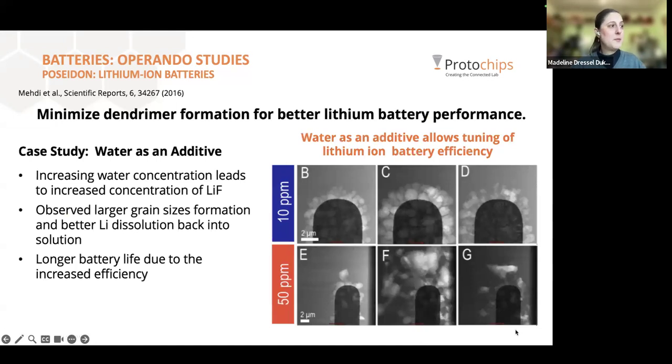Another example, this is the same group, same system, but in this case, what they're really looking at is, well, how do we optimize the electrolyte so that we don't have as much dead lithium left, so that the charge discharge cycles are more, we're not losing lithium here, so we have better efficiency. And so they looked at water as an additive, and what they found is that with the 10 parts per million versus the 50 parts per million, more water in solution, while it resulted in larger grain size, resulted in much better dissolution and increased efficiency.